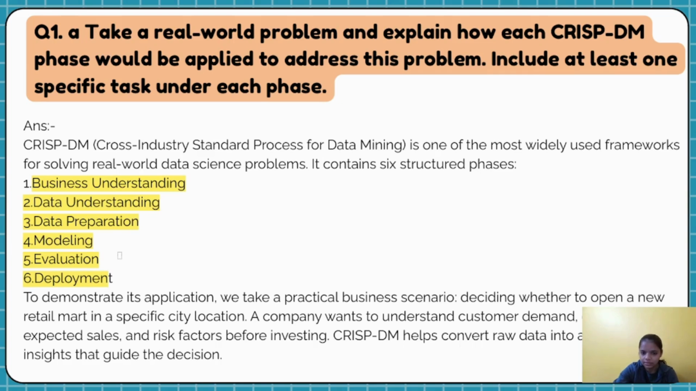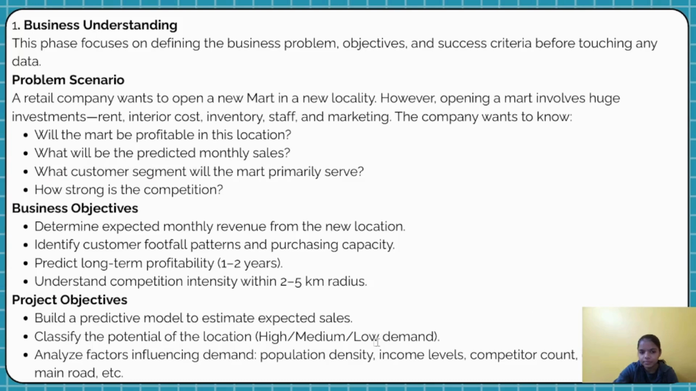location in the city. A company wants to understand customer demand, competition, expected sales, and risk factors before investing. CRISP-DM helps to convert raw data into actionable insights that guide the decision. Now, the first phase is the business understanding phase. In this phase, we focus on defining the business problem, the objectives, and the success criteria before touching any data.